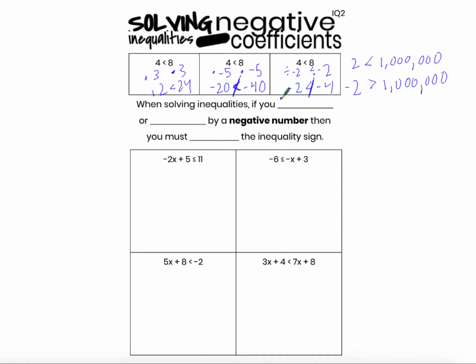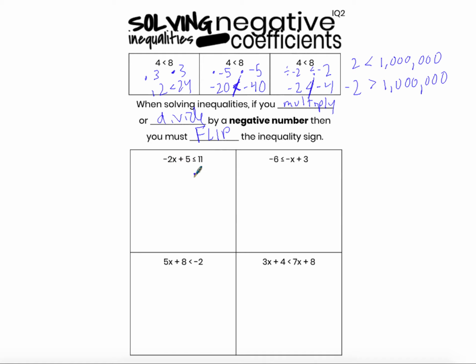What this means is when you are solving inequalities, if you multiply or divide by a negative number, then you must flip the inequality sign. This is because you are going to change the sign of the values involved. Multiplying or dividing by a negative takes you from negative to positive or positive to negative, and that flips the direction of the inequality. Let's look at this example.